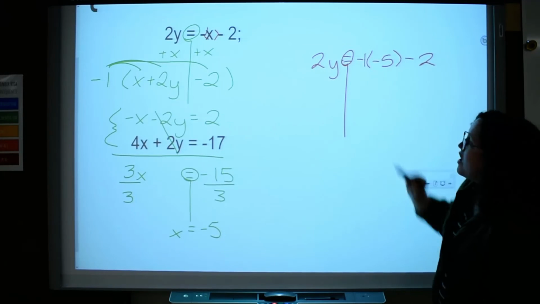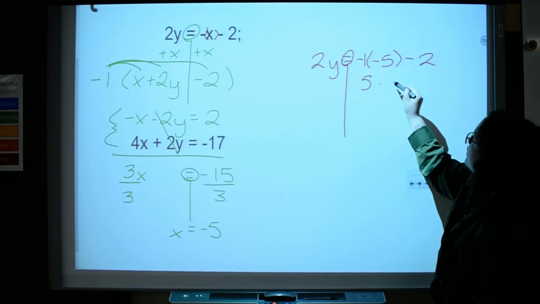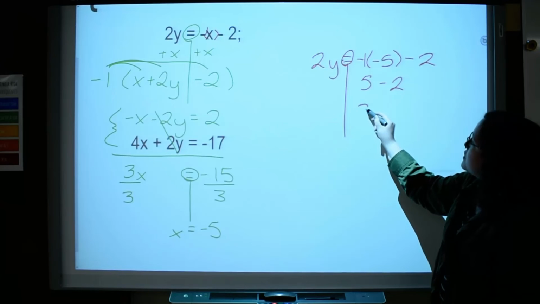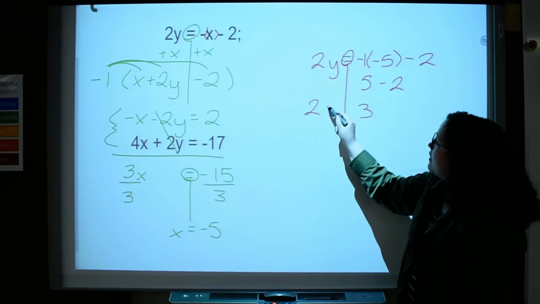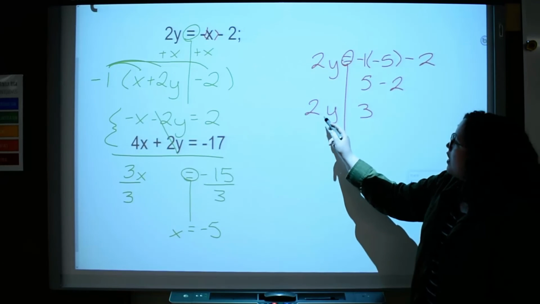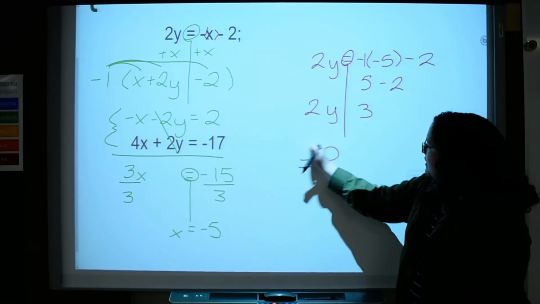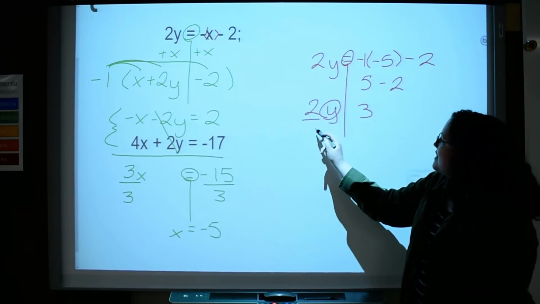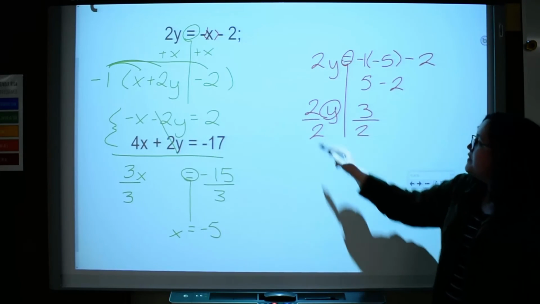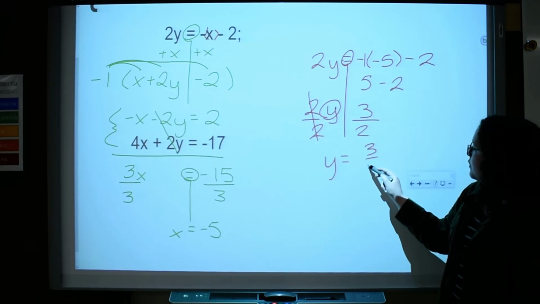Negative 1 times the negative 5 is going to be a positive 5 minus 2. 5 minus 2 is just 3. Now, this 2y is still here. It's still going to come along with it. All we got left is this. There we go. We can divide by our coefficient. Turns into a 1. Y equals 3 over 2.